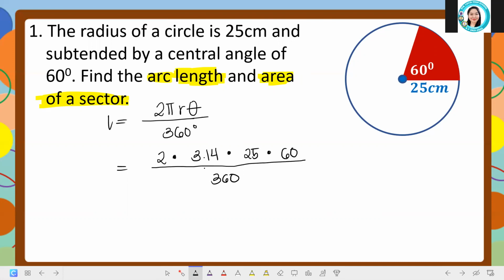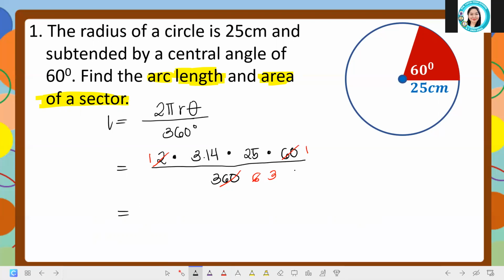Okay, so from here, pwede tayo mag-cancel out. Ano yung ika-cancel out natin dyan? As you can see, si 360 and 60 are both divisible by 60. So this is 1. Ito ay 6. Pwede pa tayo mag-cancel out. Si 2 and 6 both divisible by 2. So this is also 1. And this is 3. Right? So numerator, we have 3.14 times 25.